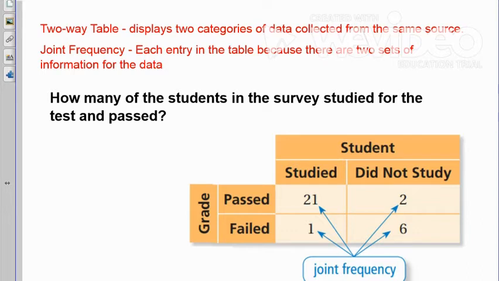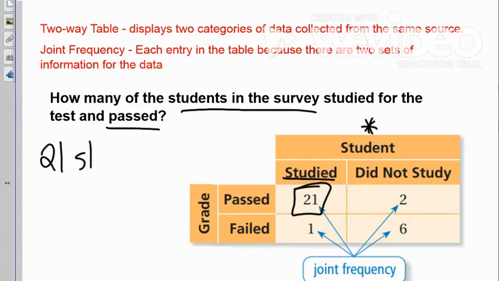So what this is asking is how many of the students in the survey studied for the test and passed, okay? So what we're doing is we're seeing, okay, so who studied, and passed. So we need to look, okay, so we start with the student. Okay, so for those who studied, that's in this column. So there were 21 people who studied and passed and one that failed. And the number that we are looking for specifically right now is 21. So 21 students studied and passed.